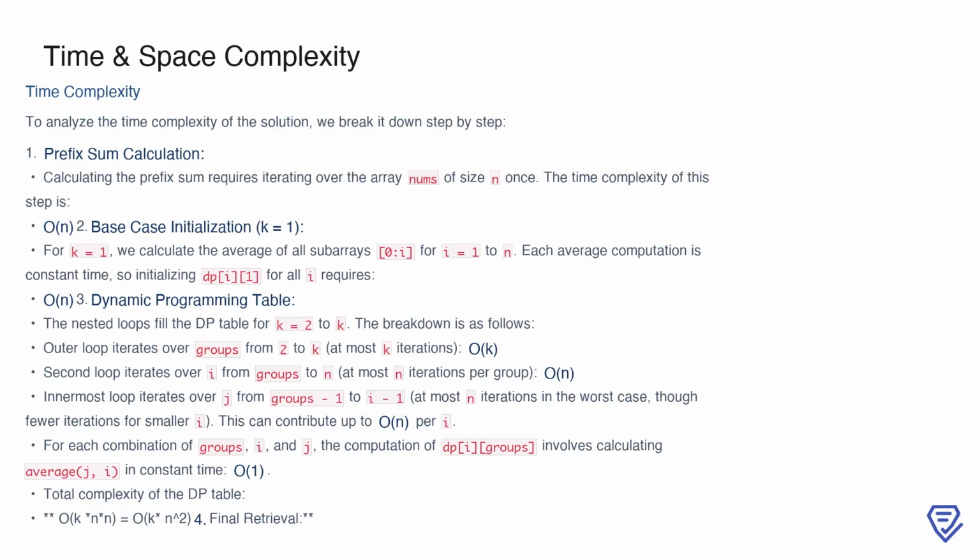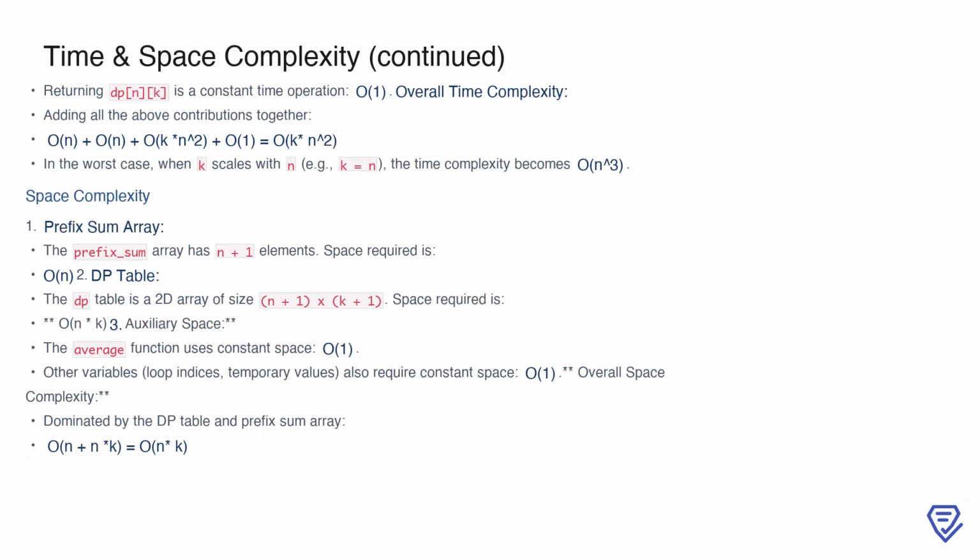When all these loops are combined, the total complexity of filling the dp table becomes O(k * n squared). Adding this to the earlier steps, we have an overall time complexity of O(k * n squared) for the algorithm. Returning the result stored in dp[n][k] is a simple, constant time operation, O(1). When we sum all the contributions, the overall time complexity is O(n) for the prefix sum, O(n) for initializing the base case, O(k * n squared) for the dp table, and O(1) for the final retrieval. This simplifies to O(k * n squared). In the worst-case scenario, where k scales with n, such as k equals n, the time complexity becomes O(n cubed).